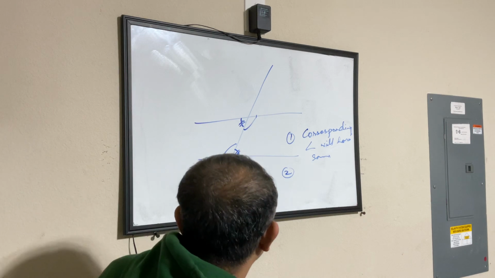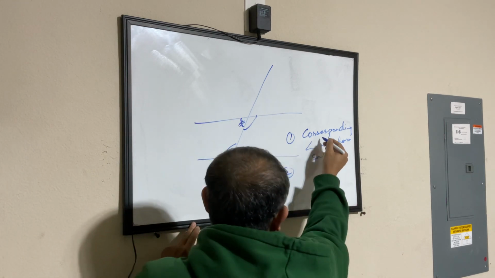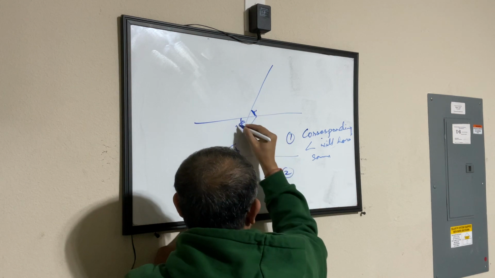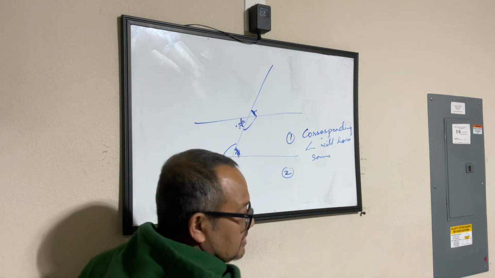Now you will say why? Now look at this. We found that corresponding angles are same, meaning this angle and this angle are same, and these two are opposite angles, so these two have to be same.